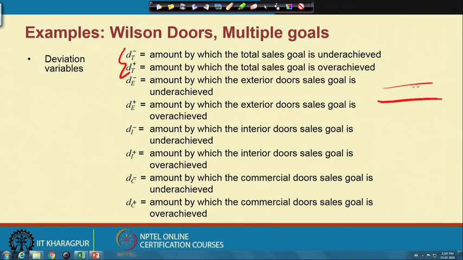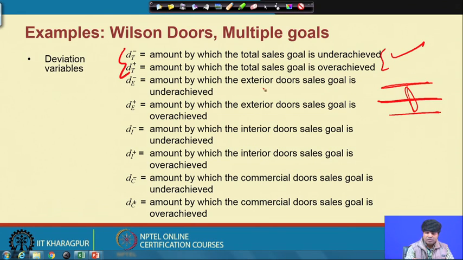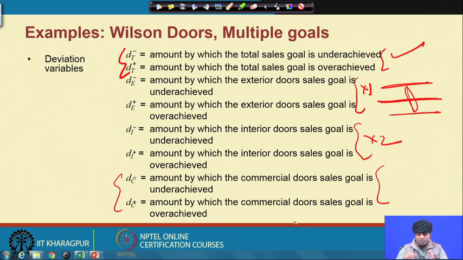So, this is with respect to total sales, and that means if this is a particular objective, we will go for overachieve like this and underachieve like this. So, this is how the confidence interval will be. That is with respect to the first goal, and again, the amount by which the exterior door sales goal will be underachieved. So, this is with respect to x 1, d 1 minus, d 1 plus. This is with respect to x 2, and again dc minus, dc plus, the commercial door sales goal is underachieved and overachieved, and this is with respect to x 3. So, that means corresponding to our objective functions.